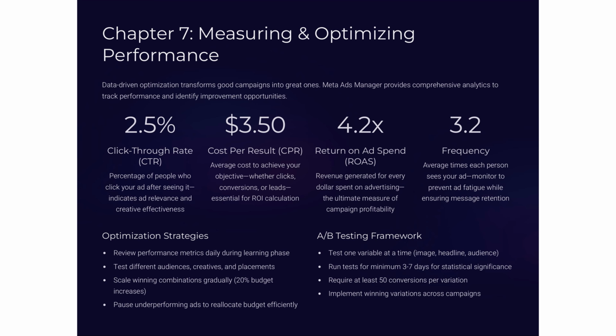Data-driven optimization elevates campaigns. Use Meta Ads Manager for analytics to track performance. Key metrics include click-through rate for ad relevance, cost per result for cost efficiency, and return on ad spend for profitability. Monitor frequency to avoid ad fatigue. Optimize by testing variables, scaling successful strategies, and reallocating budgets. A/B testing requires 3 to 7 days and 50 conversions for significance.